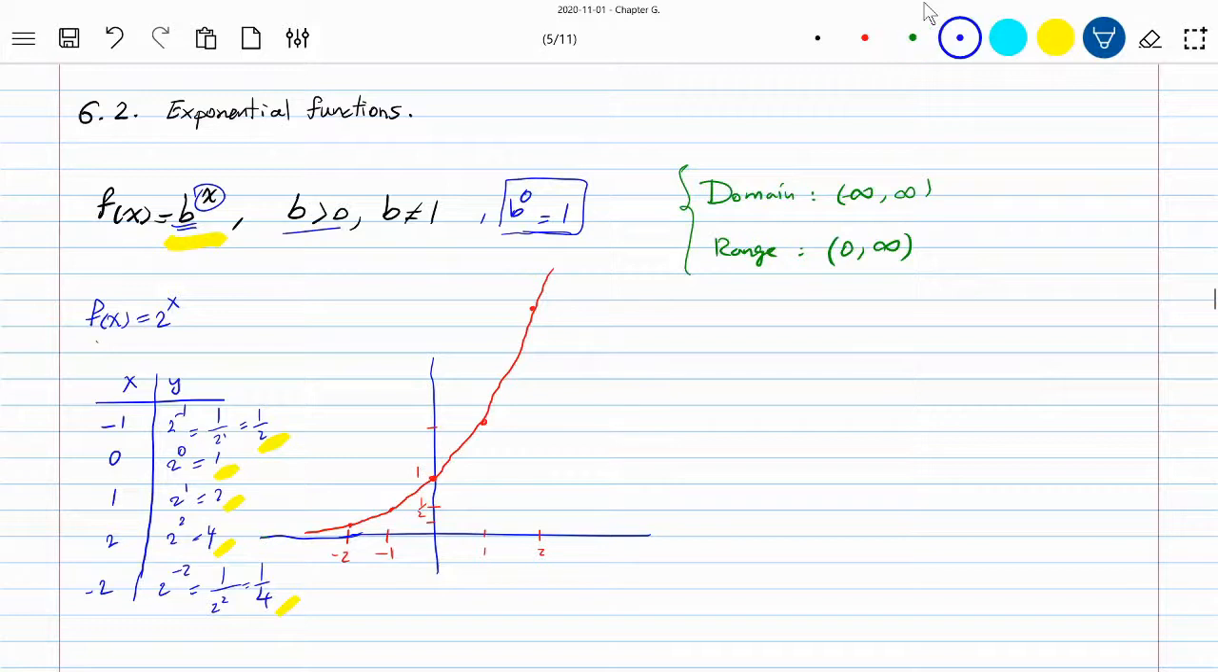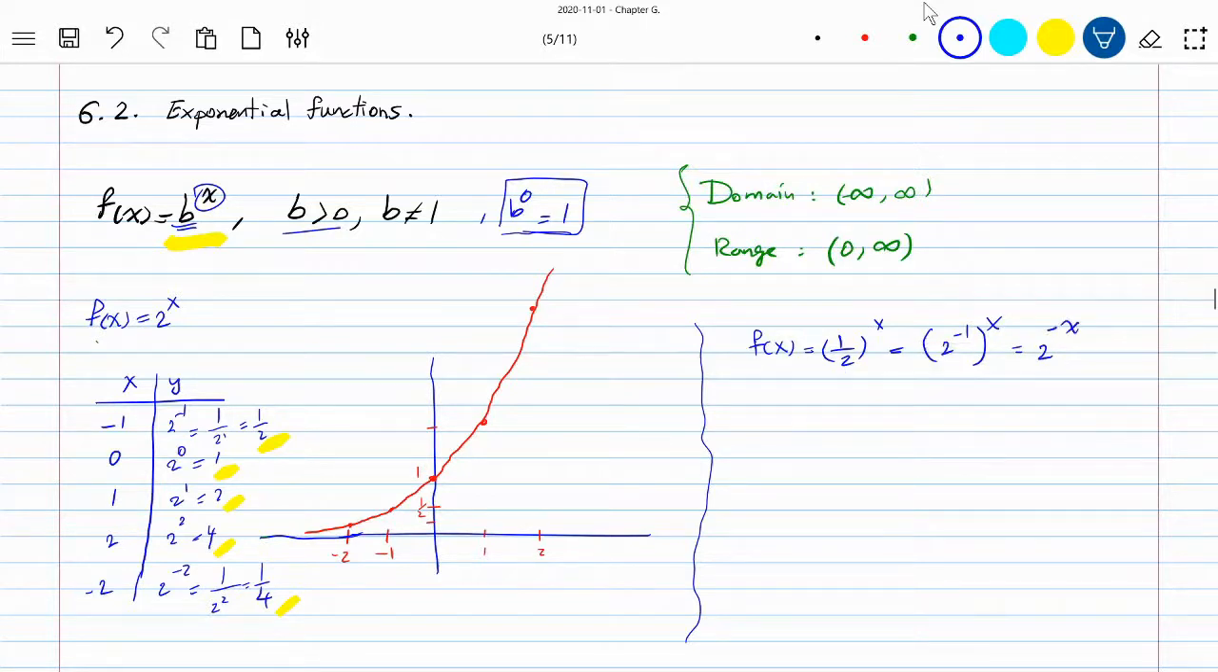Another example of an exponential function would be something like f of x equal to 1/2 to the power x, or 1/3 to the power x. What you notice for this function is I can rewrite it as 2 to the power negative 1, to the power x. 1/2 is the same as 2 to the power negative 1. And one of the properties is that this is the same as 2 to the power negative x. You can write it this way.